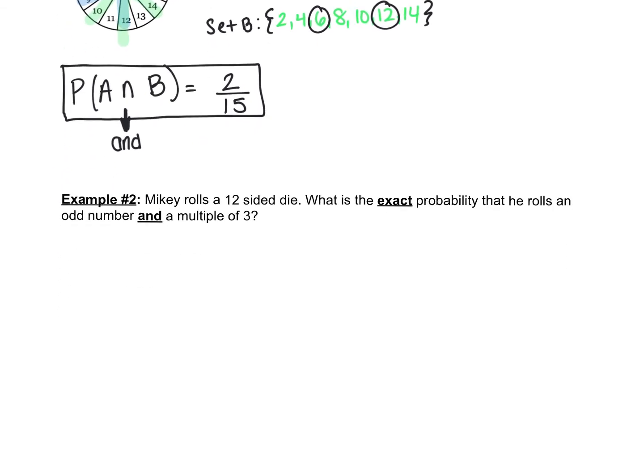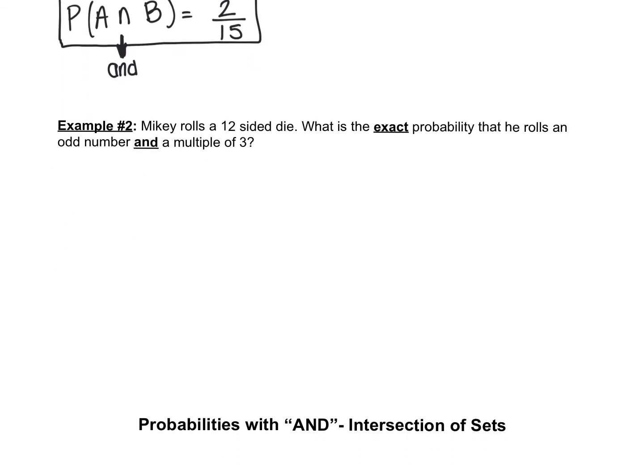So similar, we have Mikey rolls a 12-sided die. What is the exact probability that he rolls an odd number and a multiple of 3? So odd number would be here, and then we've got multiple of 3 here. So we can call this, like we did before, event A and event B.